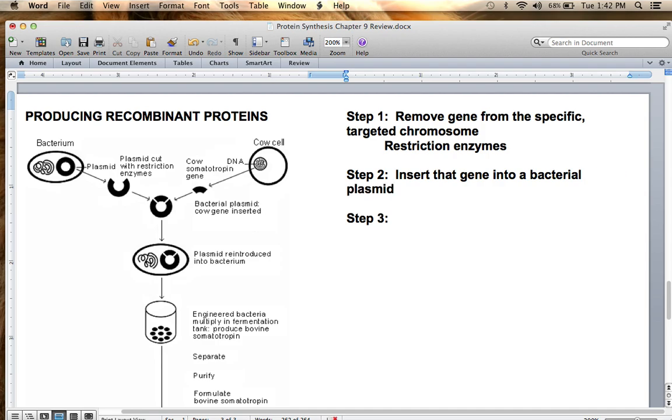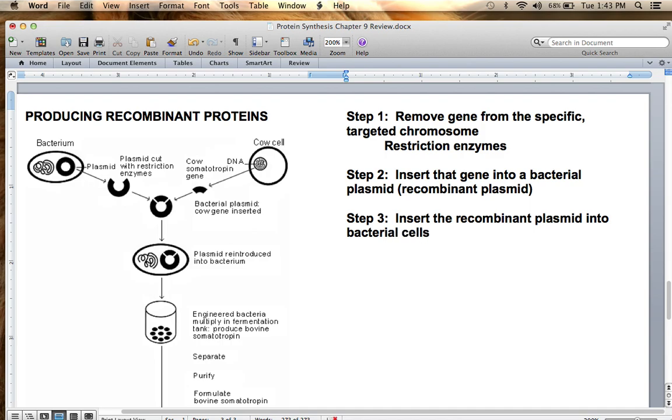The reason we use bacterial plasmids is that they are circular strands of DNA that are very easy to modify. They're also very easy to get into bacterial cells. Bacterial cells transfer plasmids back and forth normally in nature very easily. So if you can insert a gene into that plasmid, it's very simple to get it into a bacterial cell. Once you've inserted the gene into the bacterial plasmid, you can call that a recombinant plasmid. And so step three is to insert the recombinant plasmid into bacterial cells.